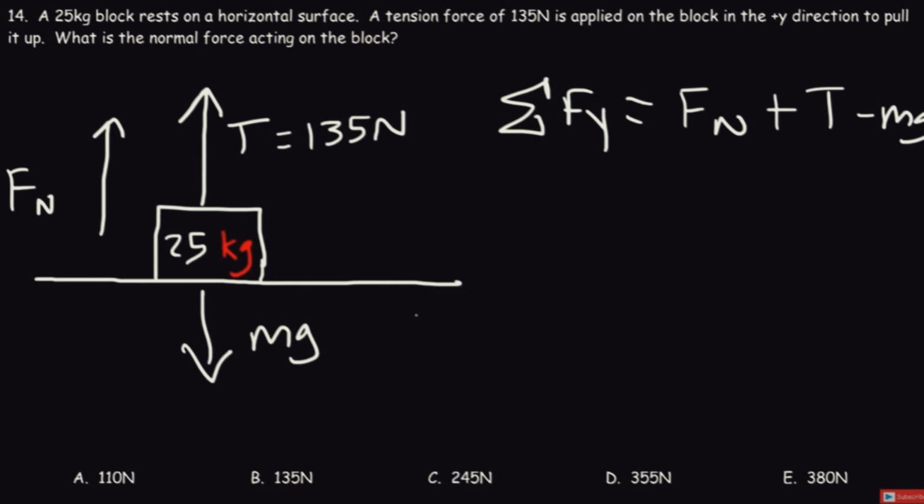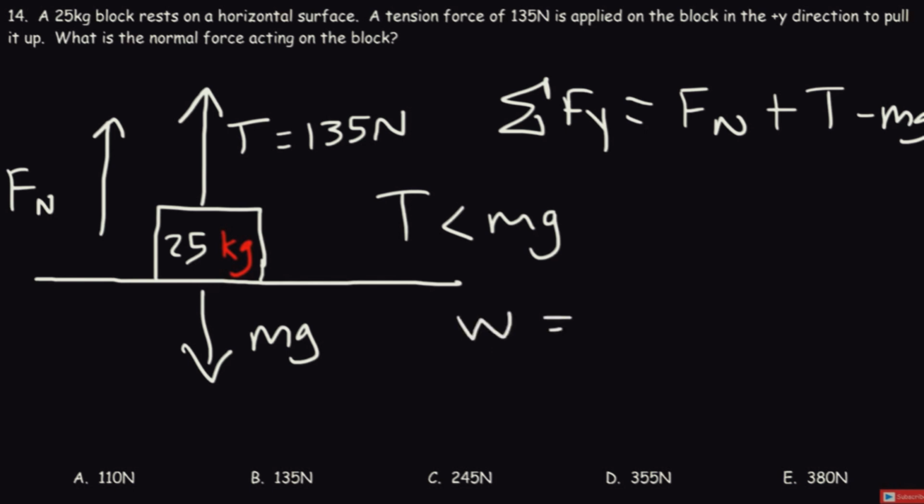Now it is good to determine what the weight force is, because if the tension force exceeds the weight force, the block will no longer be on the surface. It is actually going to lift off from the surface, and there is not going to be any normal force. However, there will be a normal force if the tension is less than the weight force.